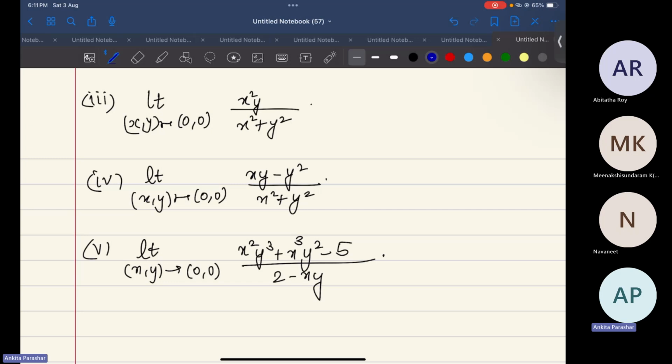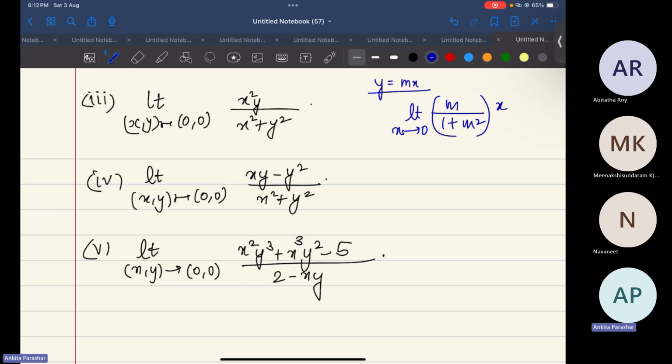If it is existing, like in this case also, if we take y equals to mx, then at the end we will get m by 1 plus m square into x. So the value will depend on x. And since we are checking at 0, in every case the limit will be 0 only.